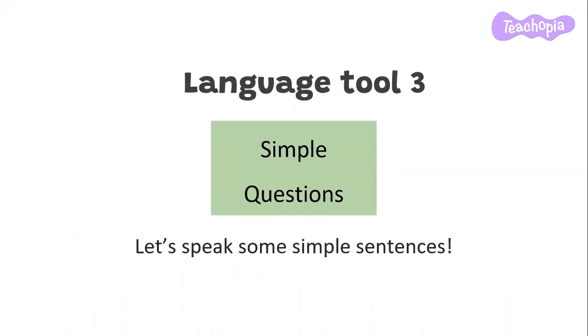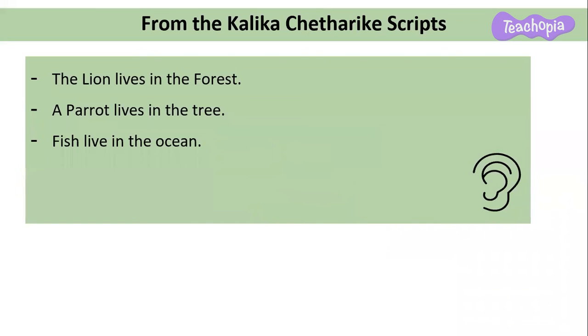Language tool number 3 is simple sentences. Now, here are some sentences from the Kalika Chetrake scripts regarding habitat of animals.